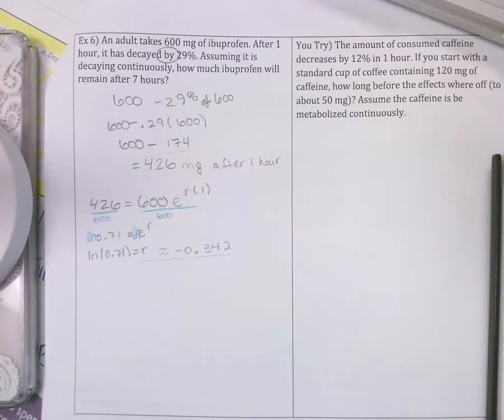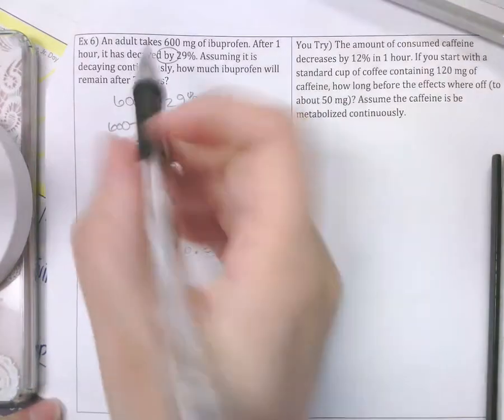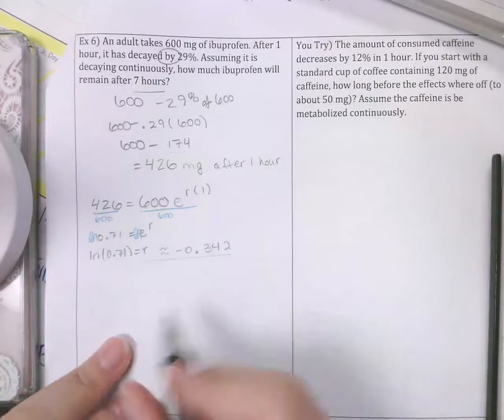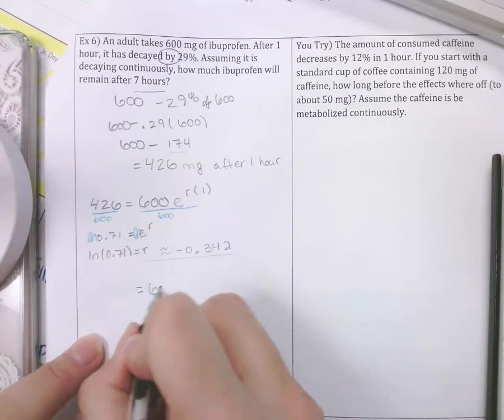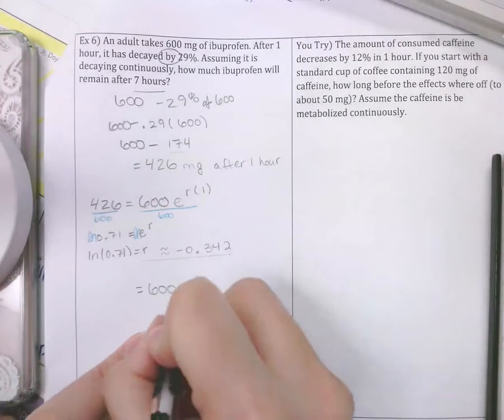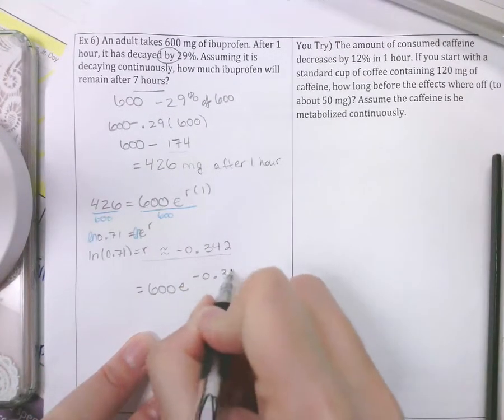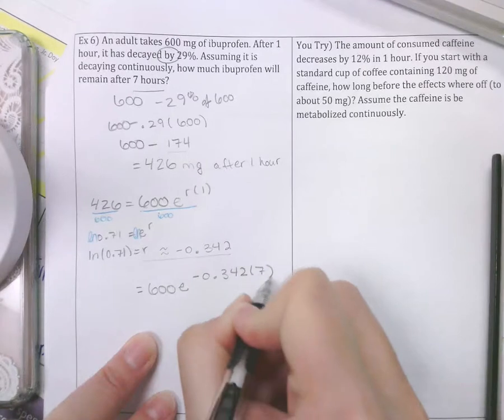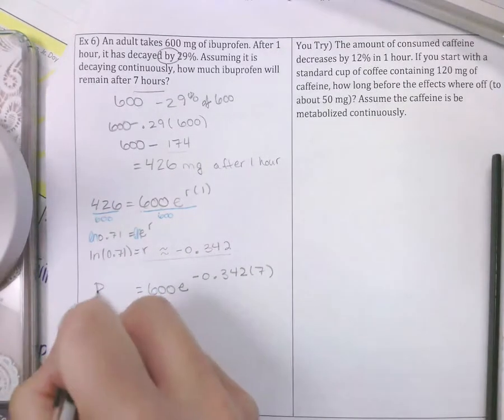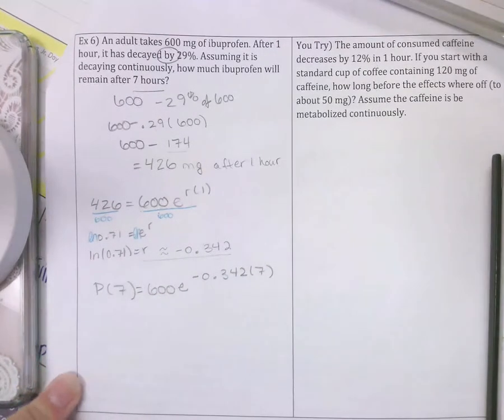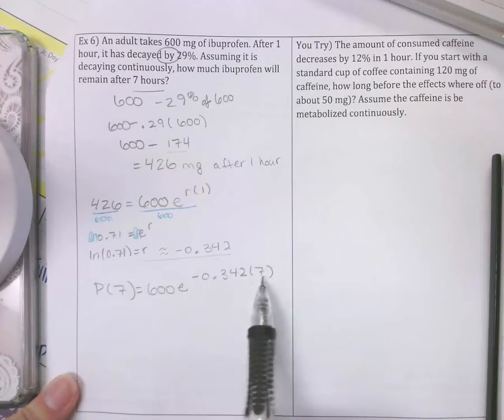Alright, then it says how much ibuprofen will remain after 7 hours. So now that we know the rate, we know that we started with 600. Let's plug in our rate. And we're going to plug in a time of 7 hours. And then we're just going to type in all of this stuff over here, the right side.